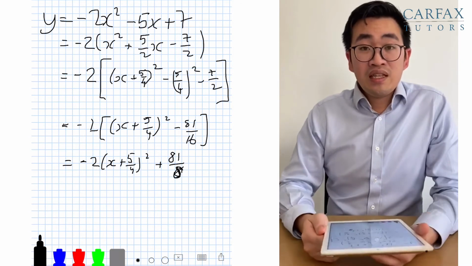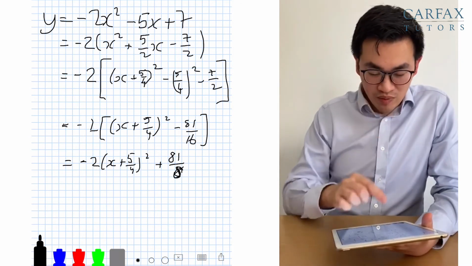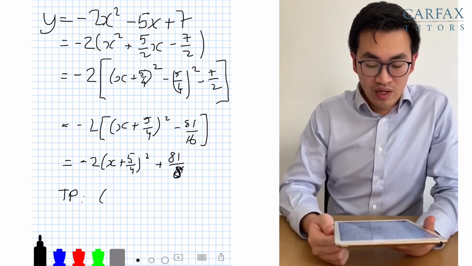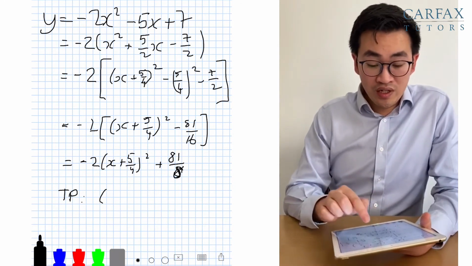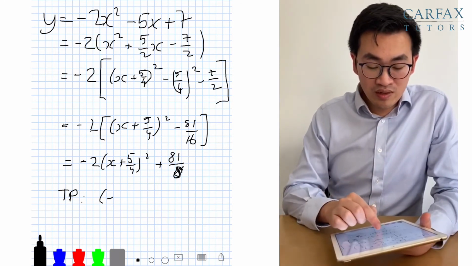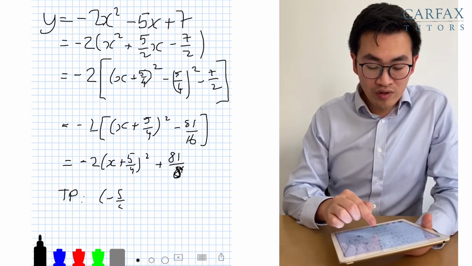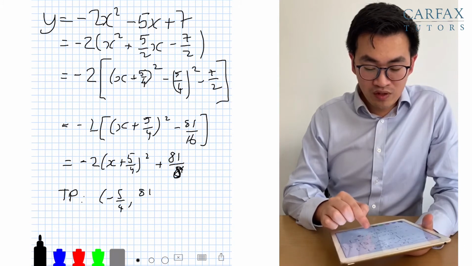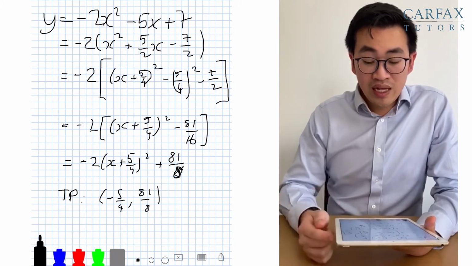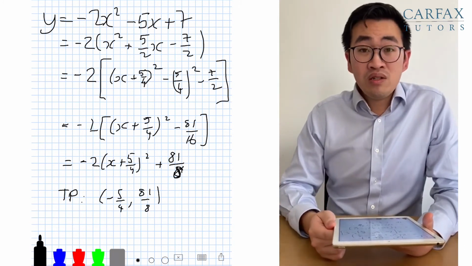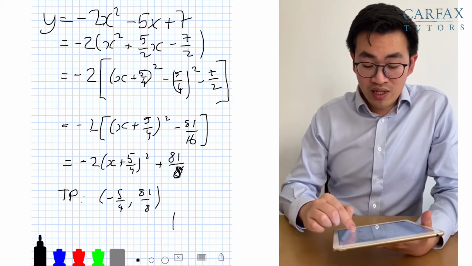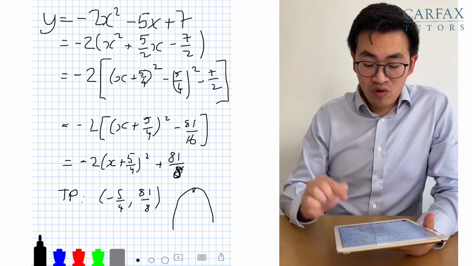Okay? And then now, let's find out the turning point. So the turning point would just be the negative of the number inside the bracket, so that's negative 5 over 4, and just the value 81 over 8 outside. And is this a minimum or maximum? Well, this is a negative x squared graph, which looks like this. So we're finding the maximum.